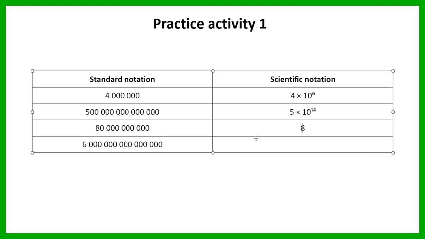The next one, I've got 8 times 10 to the power of, and I've got 3, 6, 9, 10 zeros. So I'm multiplying by 10 to the power of 10. And then the last one, I've got 6 times 10 to the power of, and here I've got 3, 6, 9, 12, 15 zeros.